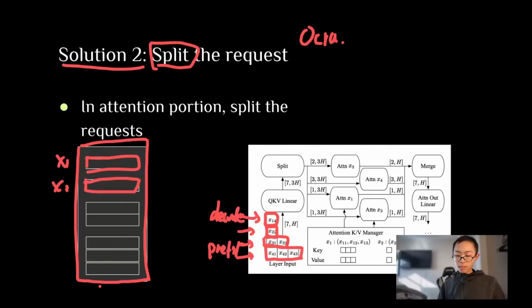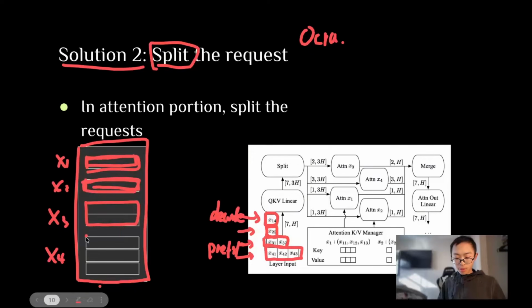Then what does it look like if we batch them together? x1 is 1 token, so on the left we just draw 1 token. x2 is decode, which is also 1 token. x3 is prefill with 2 tokens. x4 is prefill with 3 tokens. Therefore, this batch will consist of those 4 requests. But wait, didn't we mention we can't group them together since they are different operations, right?